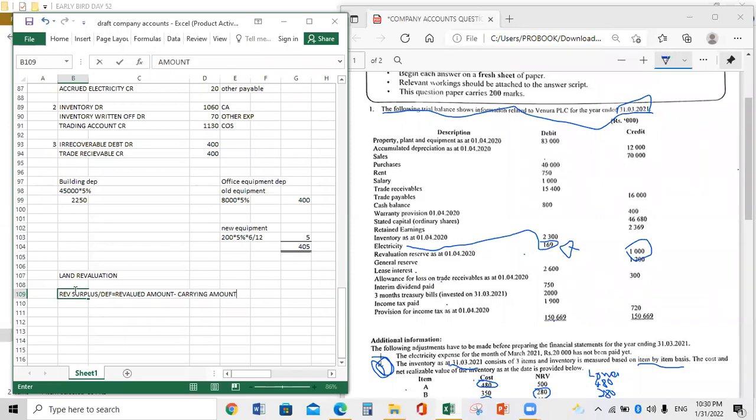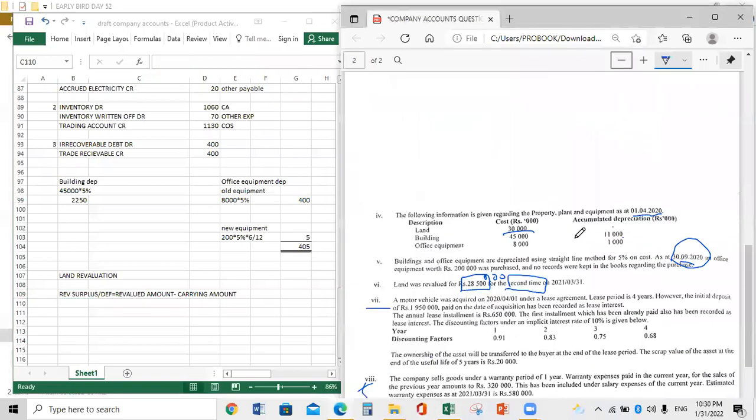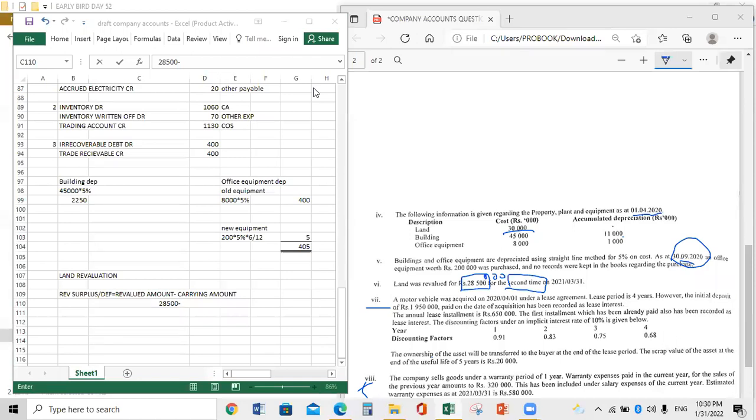What is the revalued amount? How much did they revalue the asset for? 28,500,000. So they have revalued the asset for 28,500,000. You take 28,500,000 and deduct the carrying amount. Guys, what should you know about the carrying amount when it comes to land? If it is land, what and what is equal? Very good. Cost and carrying amount is equal.